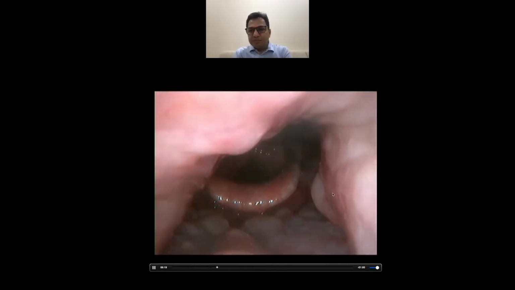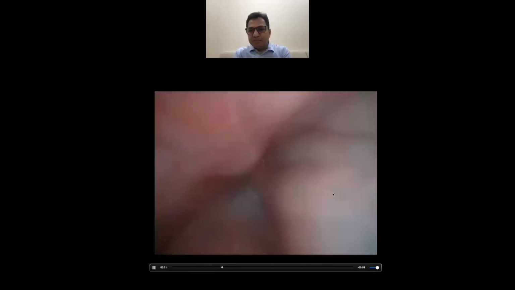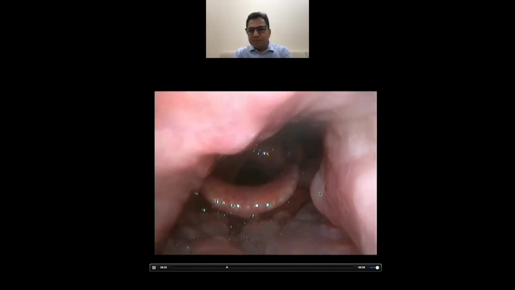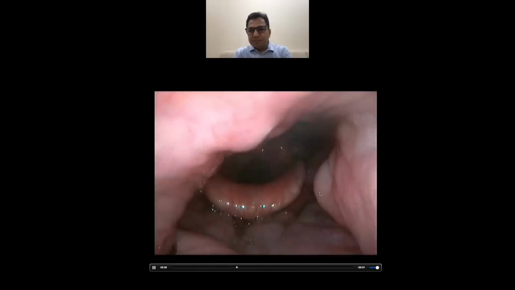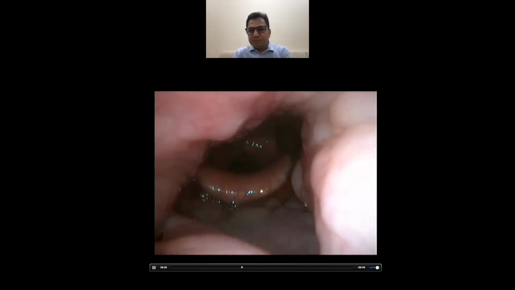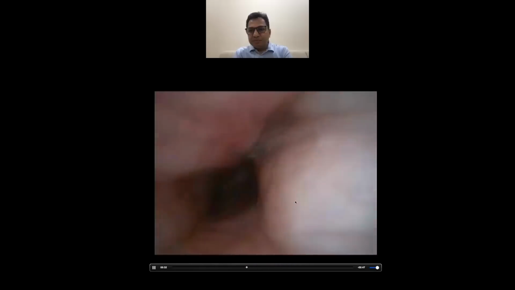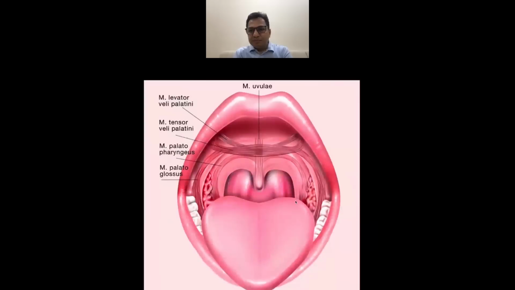So if you only remove the tonsil, the palatopharyngeus will be collapsing. Therefore, you have to do something to the palatopharyngeus as well. You have to remove the tonsil and you have to do something to the palatopharyngeus. Again, what something will be covered in the palatal surgery series.